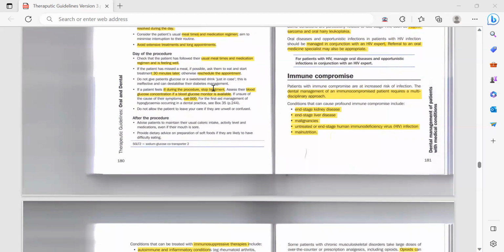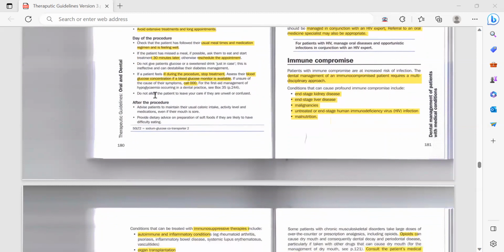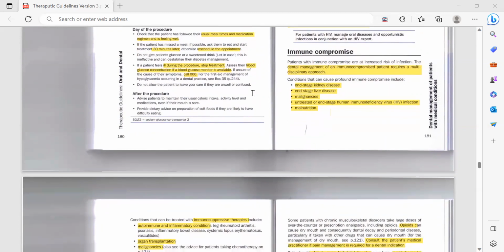If a patient feels ill during the procedure, you need to stop the treatment and assess their blood glucose concentration if a blood glucose monitor is available. If unsure of the cause of their symptoms, you need to call 000. Do not allow the patient to leave your care if they are unwell or confused. After the procedure, you need to advise them to take their usual meal, with their usual calorie intake, activity level, and medication, even if their mouth is sore, because we cannot destabilize their glucose control.